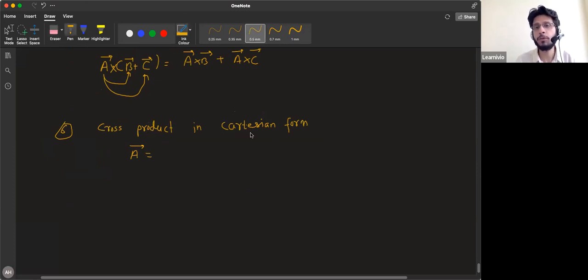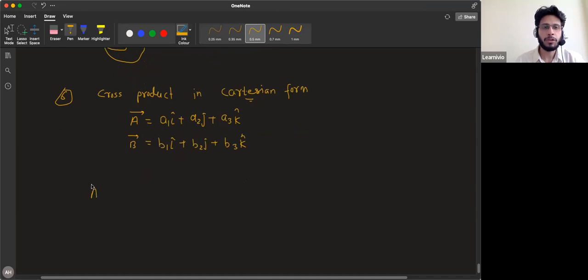No, Cartesian form means the vector is given in terms of I cap, J cap, and K cap. So if you have a vector A, which is A1 I cap plus A2 J cap plus A3 K cap, and B1 I cap plus B2 J cap plus B3 K cap, then we call this Cartesian form. Now, if you want to take the cross product A cross B in Cartesian form, yes, you are right, you have to solve it in the form of a determinant.